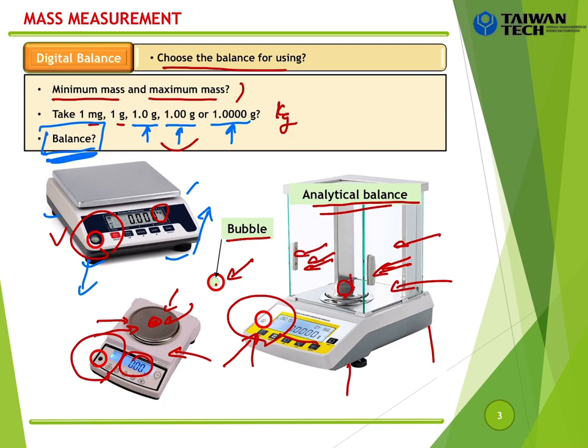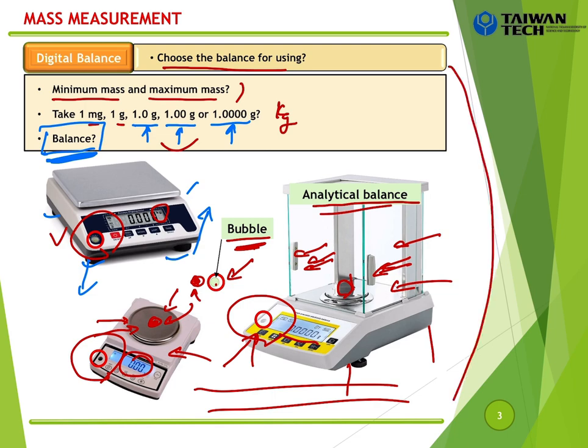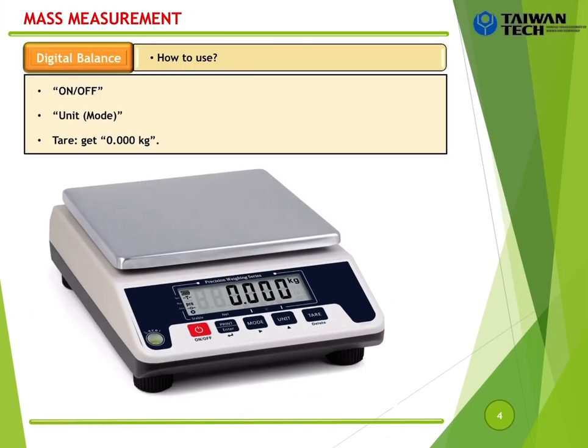But if you check the balance and the bubble moves to the outside, it means that one position may be higher or lower. So if you make the measurement, the results will not be good. Okay. So you should consider the balance for your measurement, and you also need to check the purple bubble here for the balance. Okay. And the next one, how to use the digital balance.